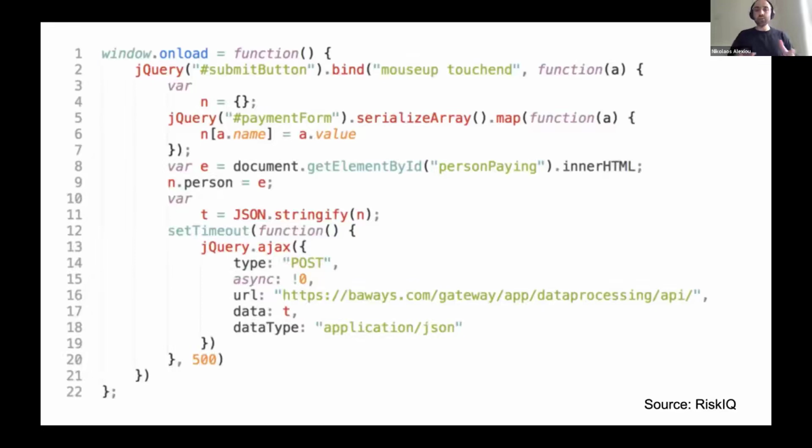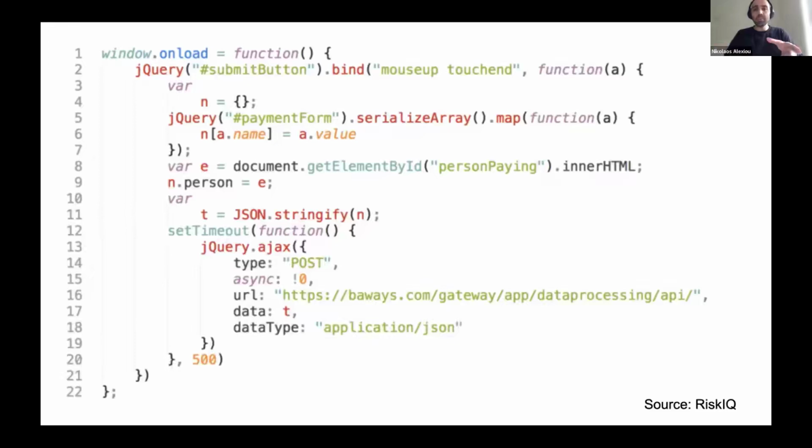So as a victim, you would go in, you will fill in your information, and by the time you release your click from the submit button, or your touch from your touchpad, what this functionality does is that it serializes the form where you have input your credit card information, your name, your CVC code, and so on. It will serialize all the information and just post it.